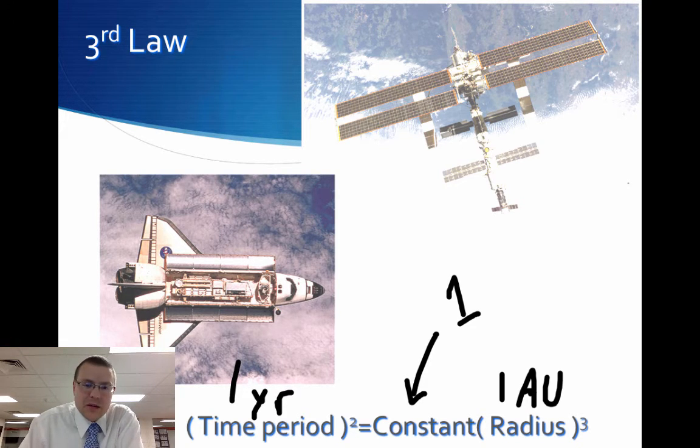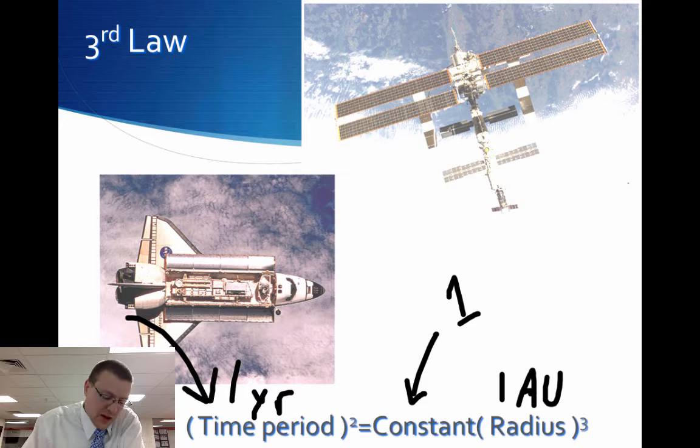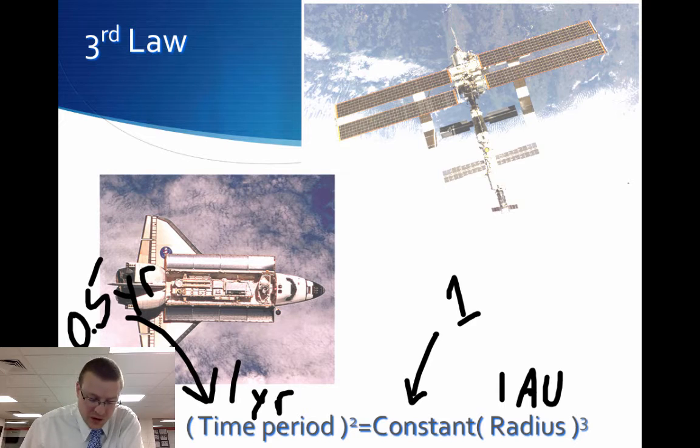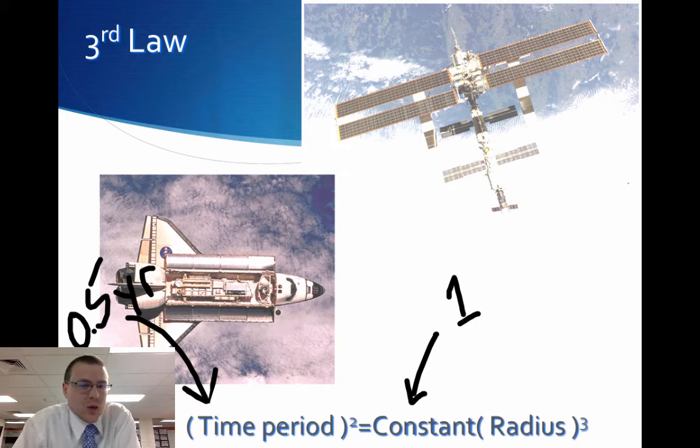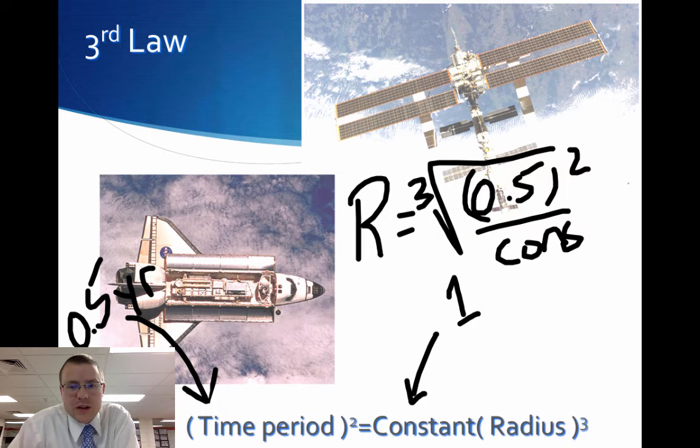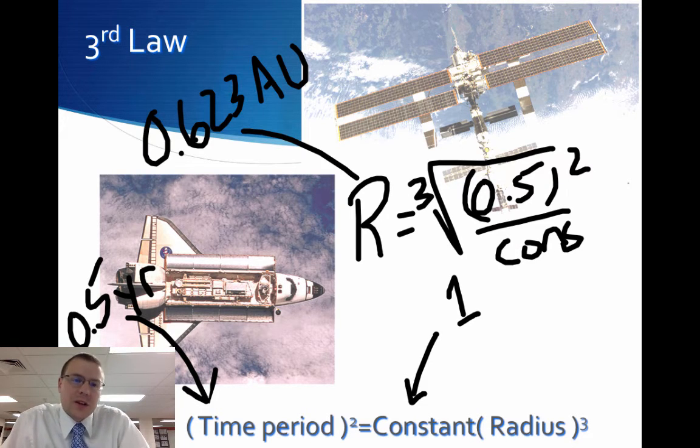So knowing what the constant was in terms of just using 1 year and 1 AU, we can then time another planet. We time another planet, and that planet ends up with a time period of half a year, half an Earth year. The question would be, how far away is that planet? Half an Earth year means it orbits quicker. So let's solve for radius. It's 0.5 squared over the constant, and you take the cube root of that. When you do that, you get 0.623 AU as the distance of orbit for a planet going around our sun that would orbit in about half a year, just based on Kepler's third law.